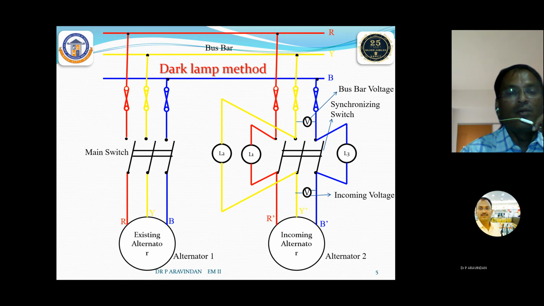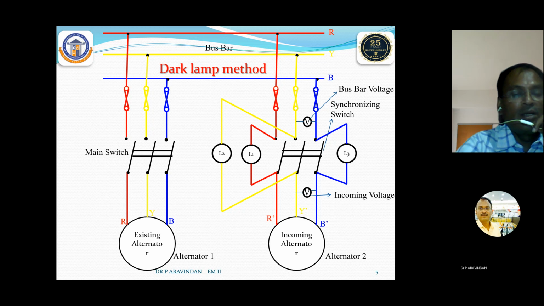Then the voltage, and the frequencies also. If the phase sequence is not matched, then there will be a potential difference across the lamp, a difference in voltages, so it starts flickering. From that flickering we find the long dark period, and using that long dark period, we should close the switch.